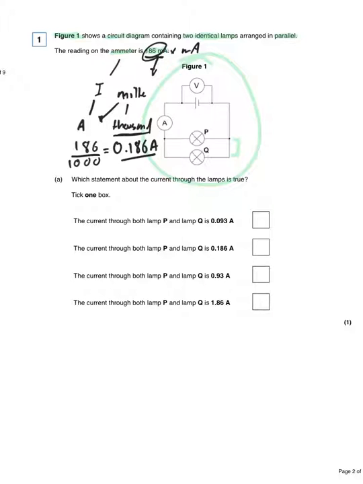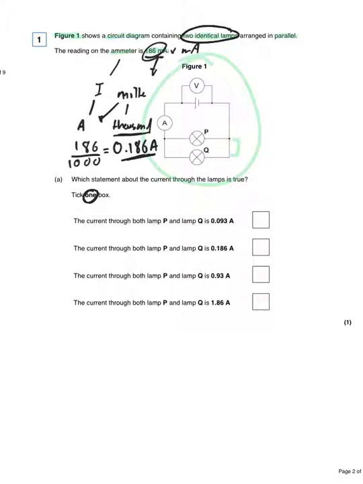The question then asks me, which statement about the current through the lamps is true? Tick one box. So I need to tick one box. That's important, because on some questions I've seen recently, people have been asked to tick 2 boxes and they've only ticked one, and so I've lost some really easy marks there. Well, I know that the current through the lamps is identical, so I'm looking for a number that's represented twice here. Let's take a look at the first option.